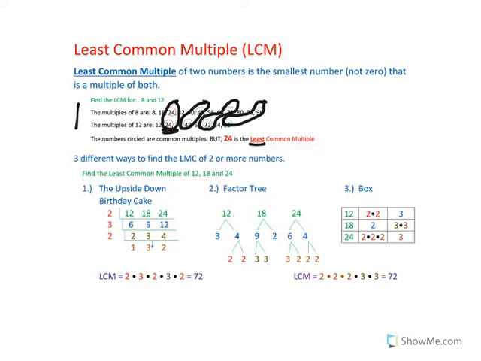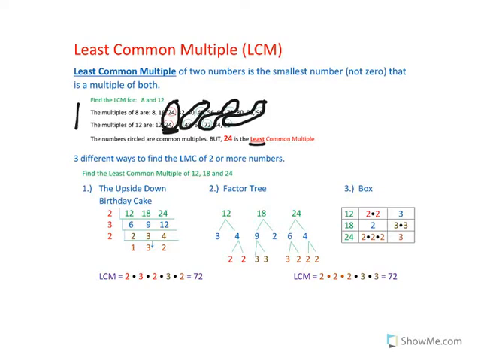Now, there are three different ways of finding the LCM of two or more numbers. I personally like the upside-down birthday cake method. It's also known as the ladder method. In this particular problem, we have the numbers 12, 18, and 24, and 2 goes into all those numbers because they're even. And then 3 goes into 6, 9, and 12 evenly, leaving 2, 3, and 4.